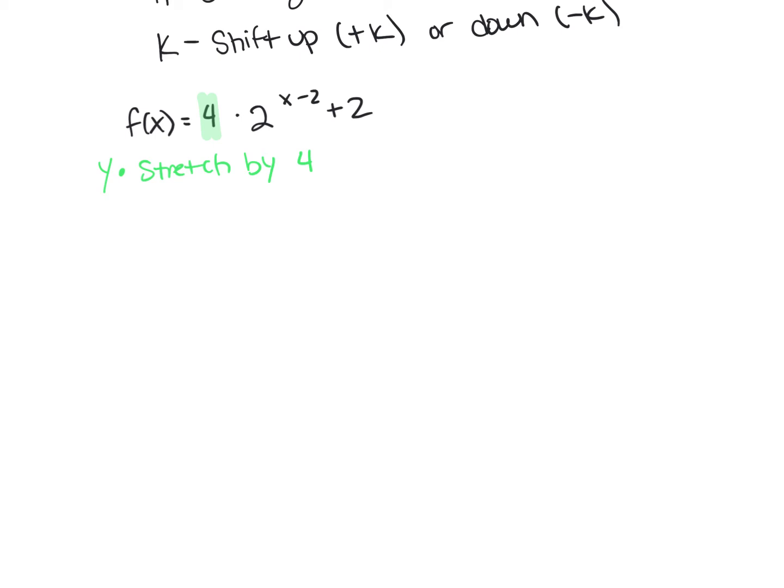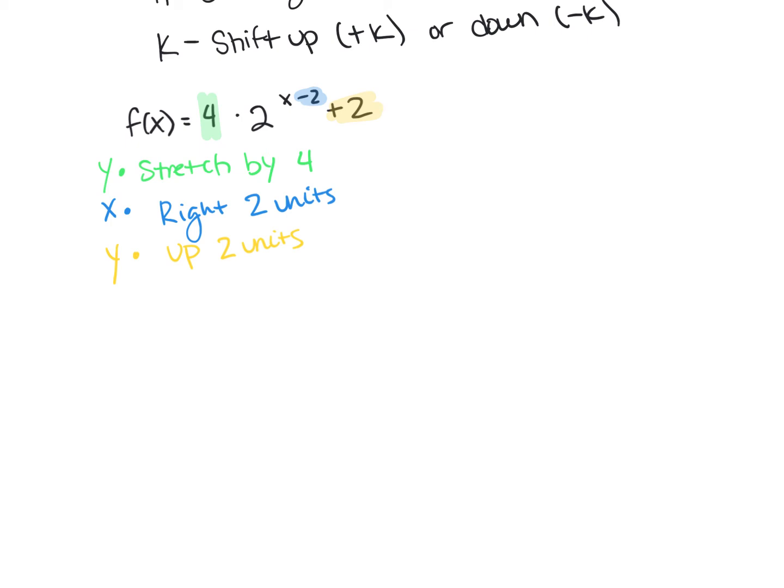Next, we're going to have in our exponent, that's our h. We don't have to worry about the base yet. We'll get to that in a little bit. But that's going to be our h. And that's going to move us to the right 2 units, because that's a minus 2. Remember that affects our x values. And then lastly, we have that plus 2 at the very end, moving us up 2 units. And again, that affects our y values. So that's our list of transformations and what they affect.